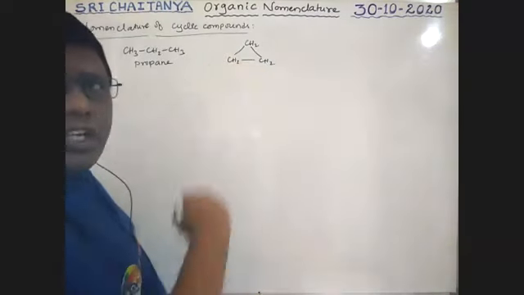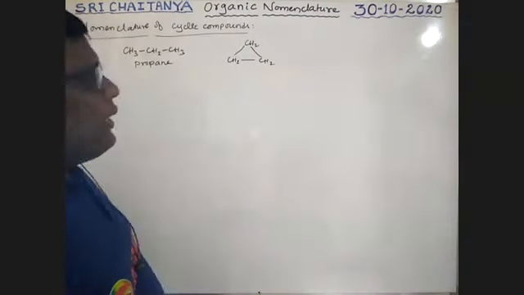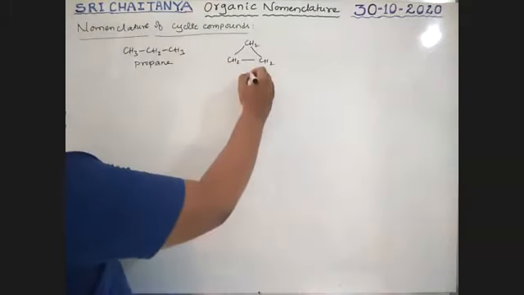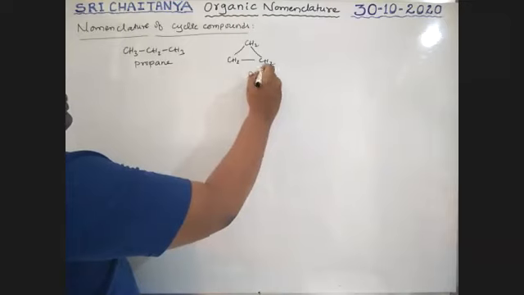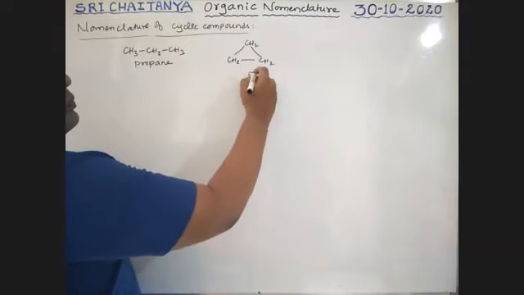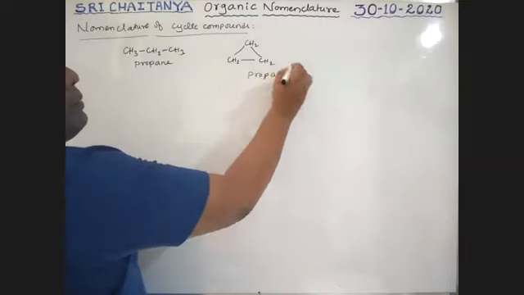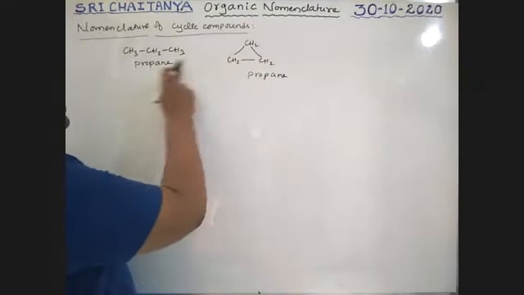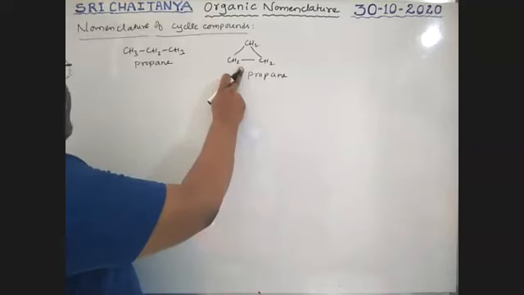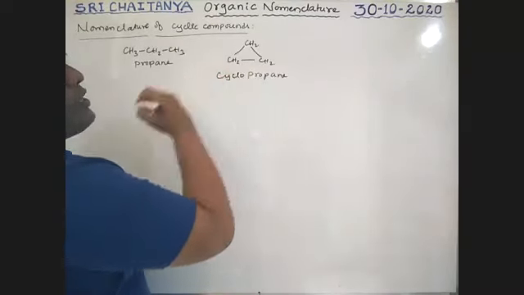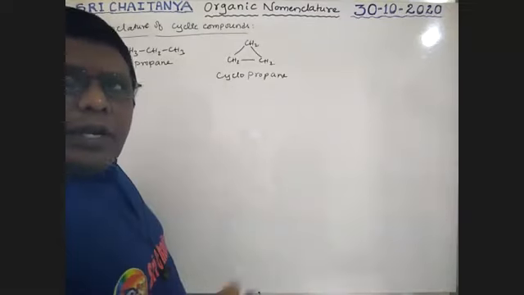It is called a ring chain. Here also three carbons. It is also propane, with single bonds. But what is the difference between them? This is an open chain compound. This is a ring compound. So for these ring compounds, the word cyclo is used as a prefix. It is cyclopropane.